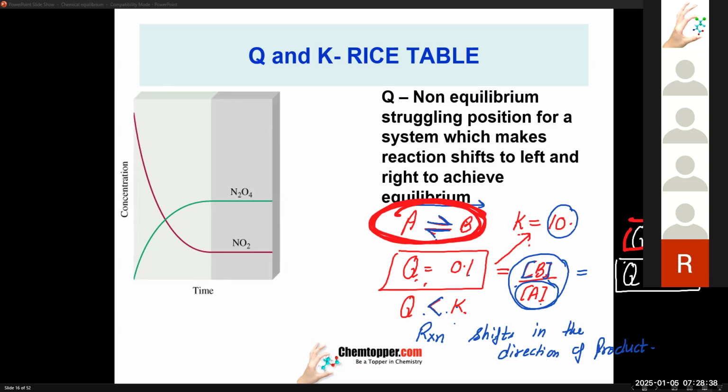If Q is greater than K, it means products are more, reactants are less. So it will go in the direction of the reactants. This is very important: it shifts in the direction of reactants, or you can say left. Products, you can say right, shifting to the right. Reactants, you can say left. Reactants are always on the left side. Products are on the right side.